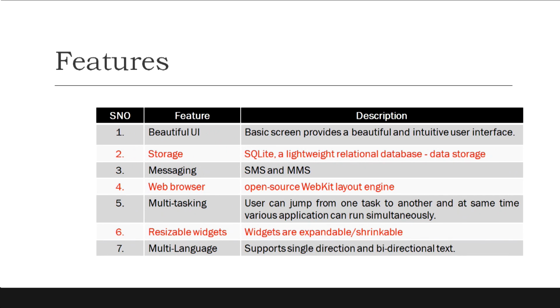The last feature is multi-language. It supports both single directional and bidirectional text. Single directional means it can provide only a single language at a particular period of time, let it be English. Bidirectional means both English and another language can be made use of.